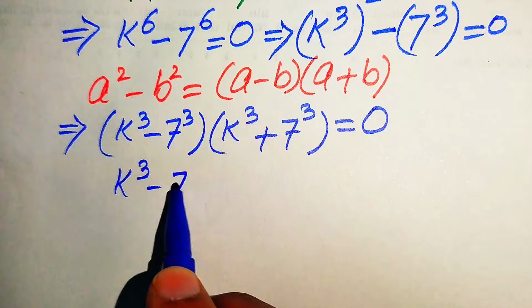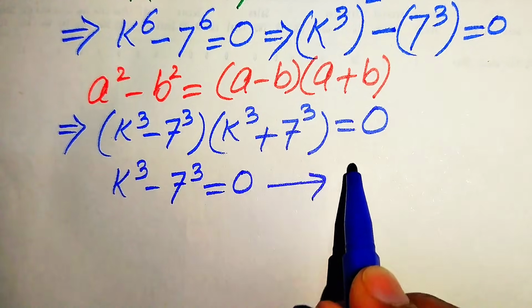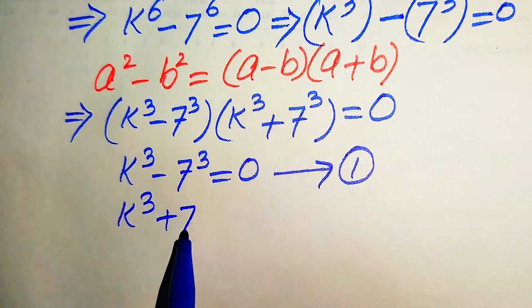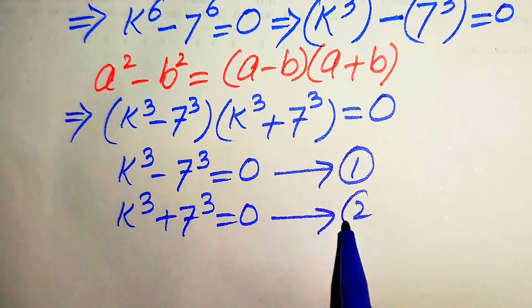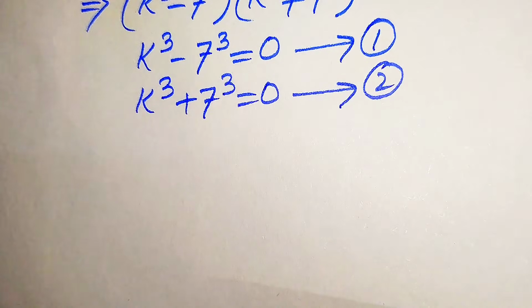The first case is we write k cubed minus 7 cubed equals 0. We call this equation number 1. And the second case is k cubed plus 7 cubed equals 0, and we call this equation number 2. So we need to solve both of these equations, and we easily get the values of k.